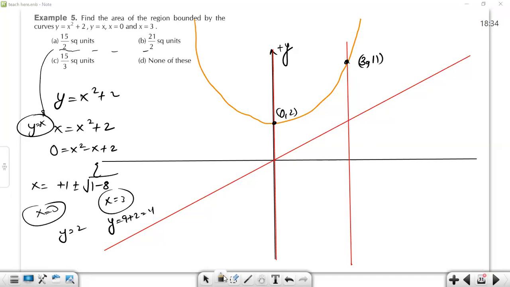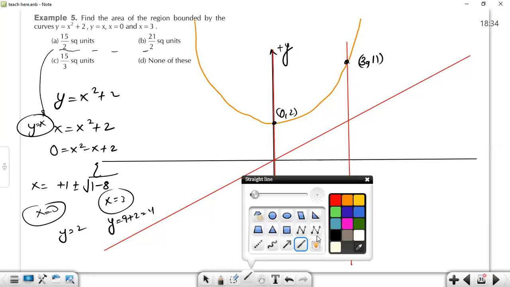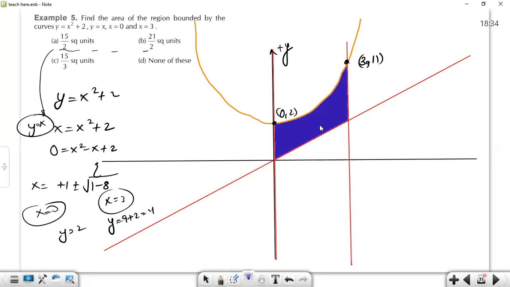Okay. So now we have to understand that this is the curve, this is a straight line, this is a straight line, this is a straight line. So which region do we have to find out? Come on, speak. Which region is it? Is this the one? Which is bounded? Yeah.